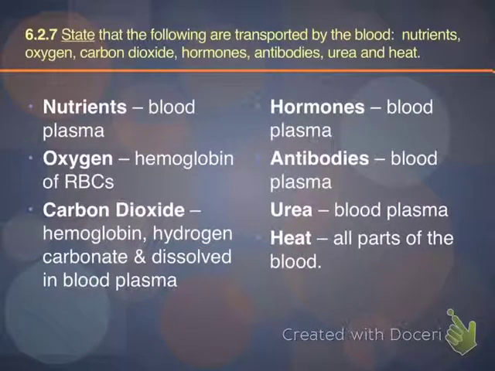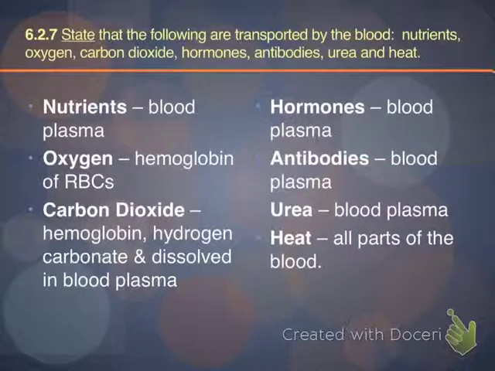The next assessment statement asks us to state that the following are transported by the blood: nutrients, oxygen, carbon dioxide, hormones, antibodies, urea, and heat. So nutrients, like we talked about, are picked up mostly in the ileum of the small intestine, and they are transported by the blood plasma. They're going to diffuse into the blood and be transported by that flow of plasma. Oxygen, like I mentioned earlier, is transported by the hemoglobin of red blood cells, so it will specifically bind to this protein, and then red blood cells are able to transport it.